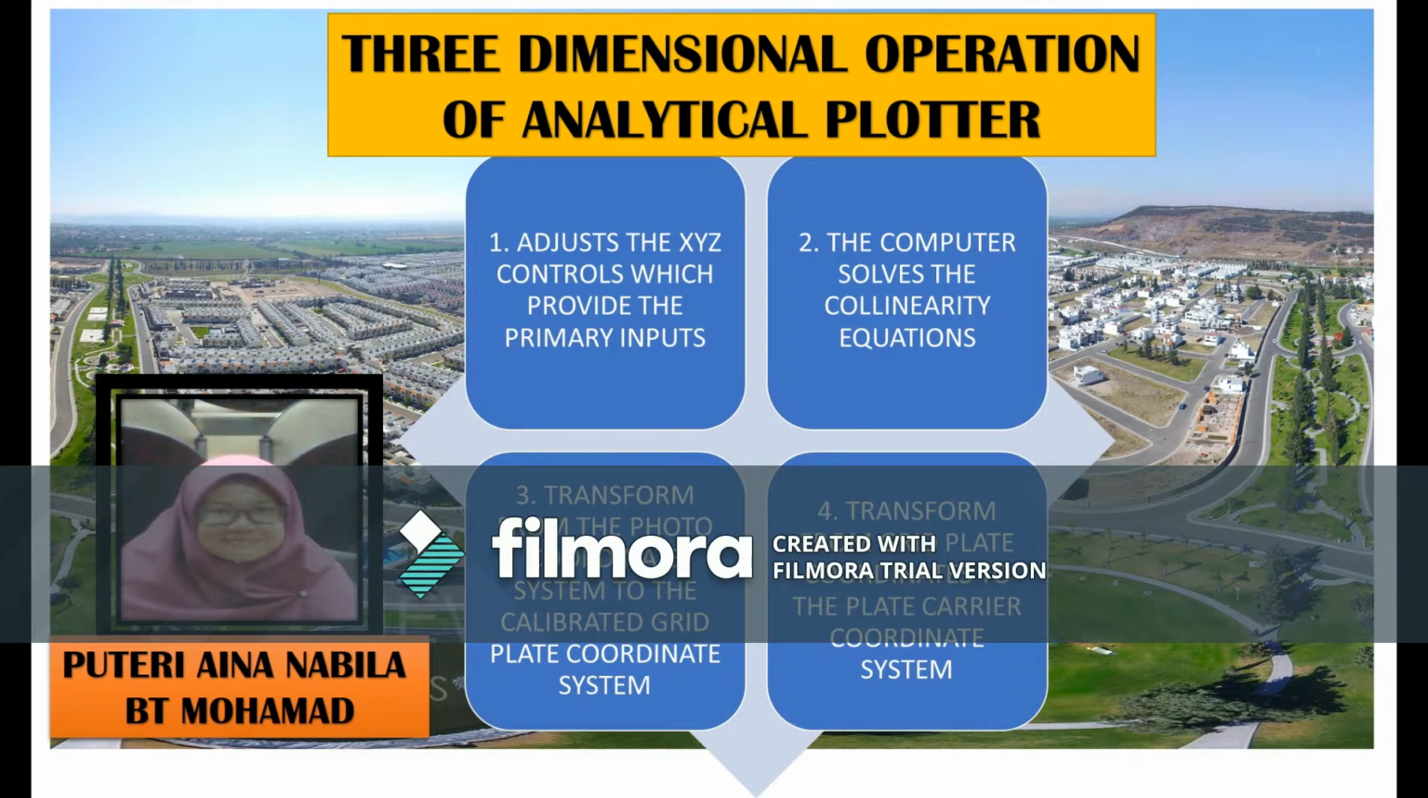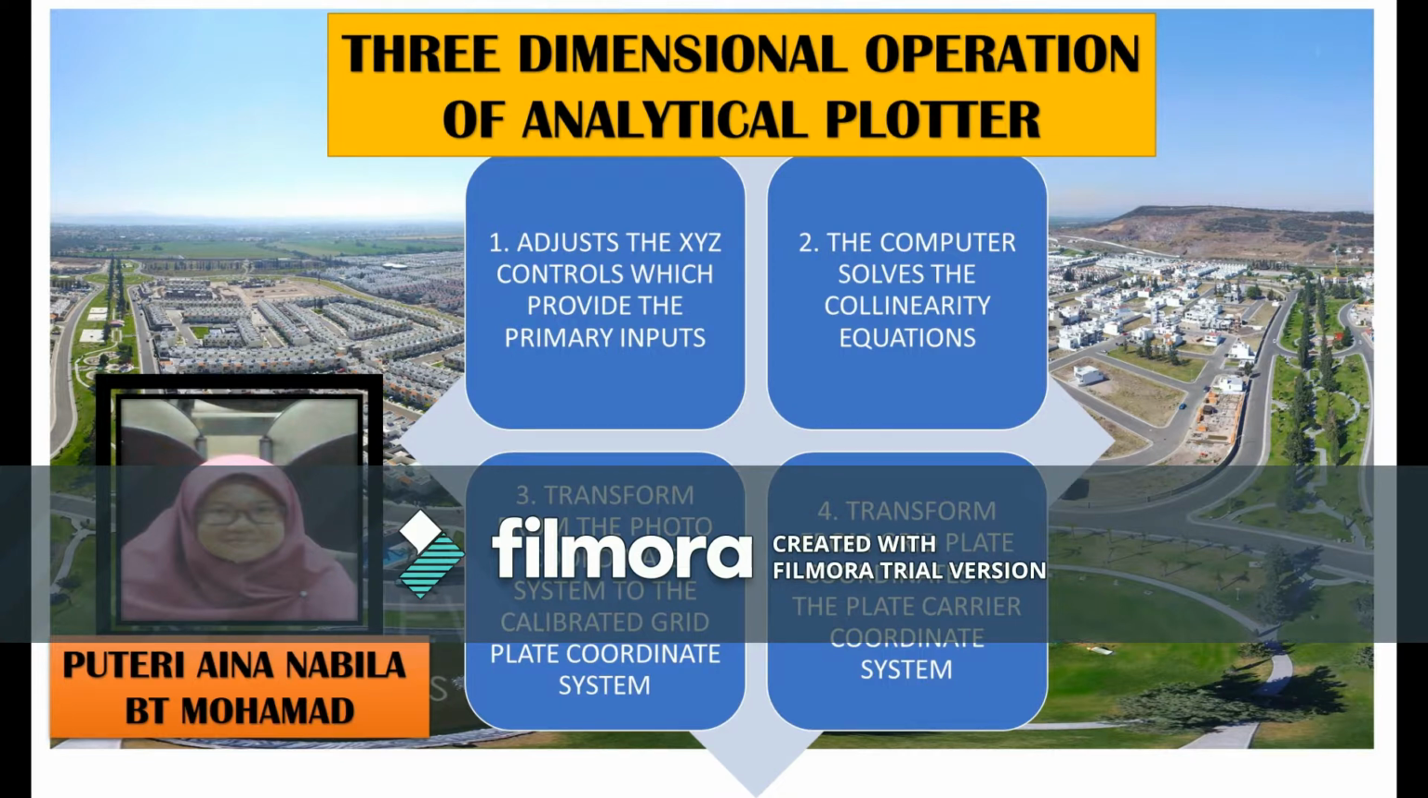The XYZ control provides the primary inputs. The controlling computer then calculates the corresponding XYZ model coordinates by applying parameters of the three-dimensional coordinate transformation, which was calculated in the absolute orientation step. After the XYZ model coordinates have been computed, the computer solves the collinearity equation for x and y coordinates on the left photo and x prime and y prime coordinates on the right.